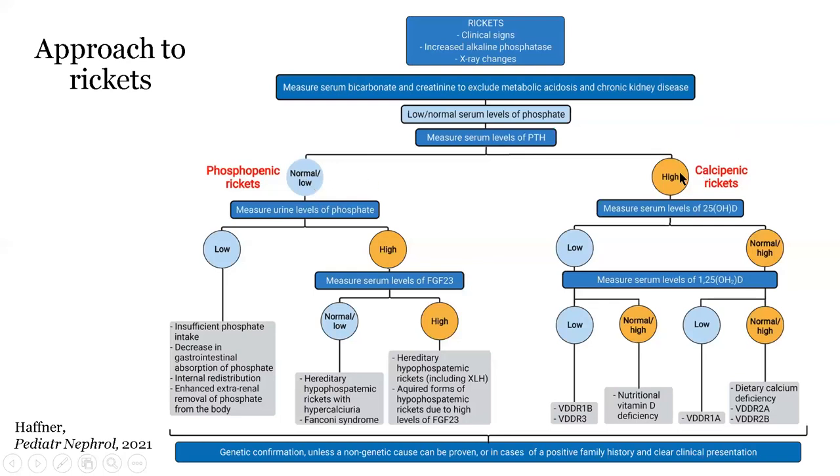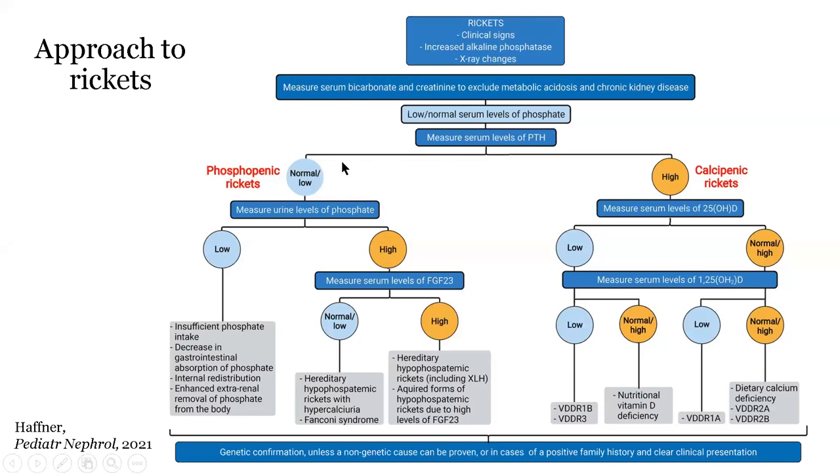So when the PTH levels are high, next we measure the serum levels of 25-OH vitamin D. Now, when these levels are low, we know that it can be some kind of nutritional rickets. Whereas if 25-OH is high, it directly points towards hereditary forms of rickets. Another step would be to do serum levels of 1,25-OH, but since it's very unstable, routinely it's not done.